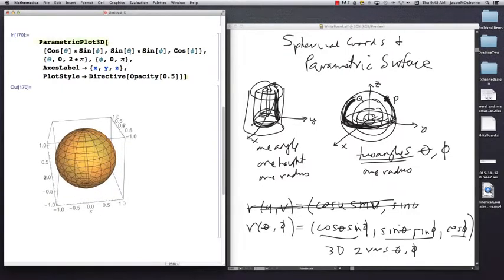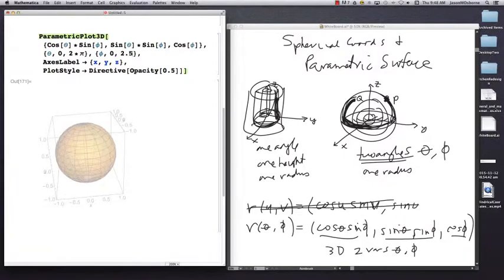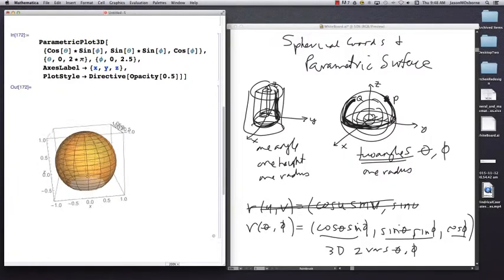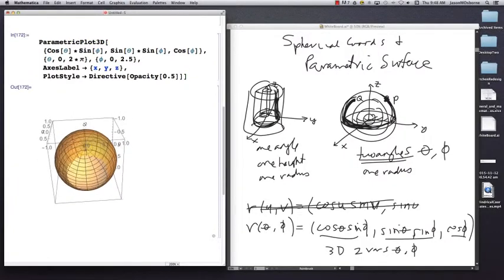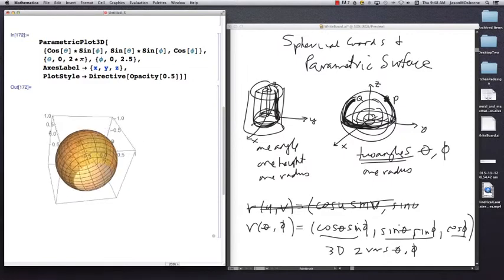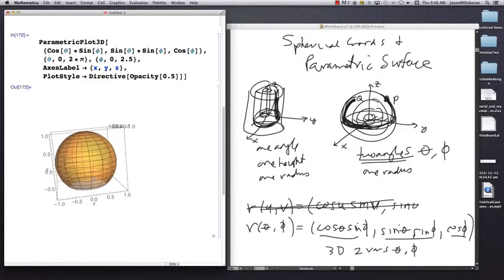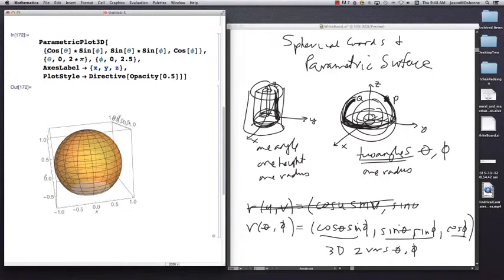So if you let phi go maybe up to just 3, you'll see that maybe about 2.5. You can see that we're only dealing with the shell of the sphere, right? So you only can describe the shell of a sphere with a vector valued function in 2 variables.